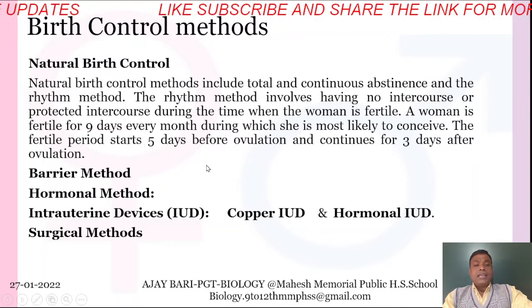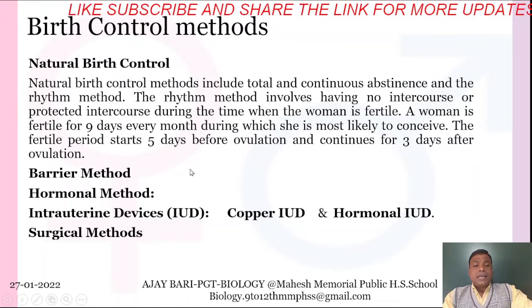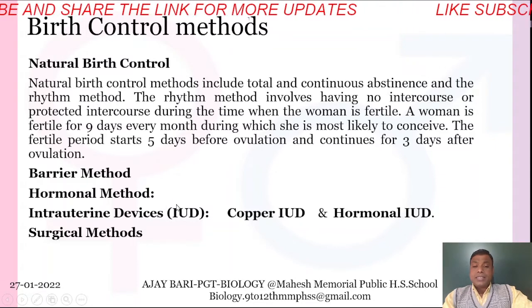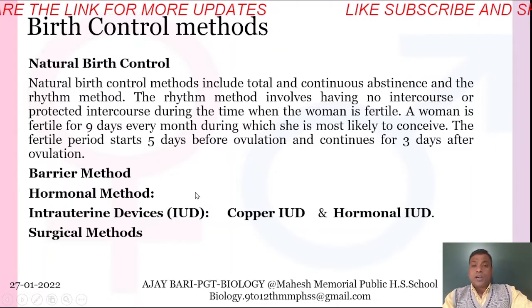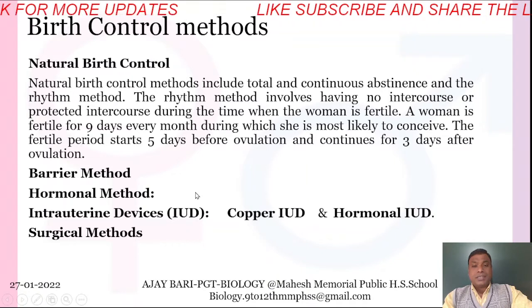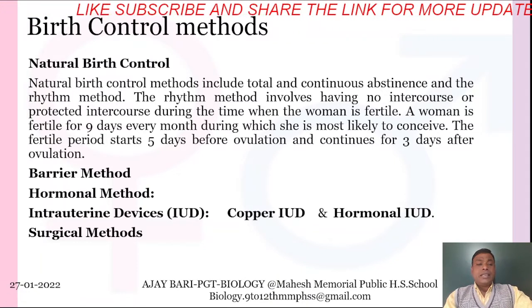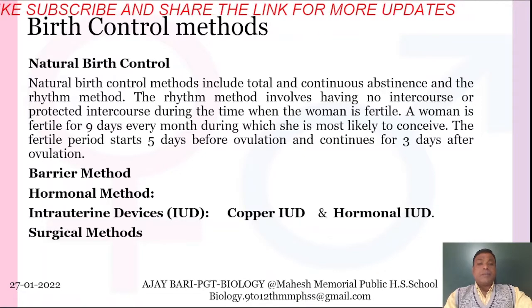Now the second, barrier methods. Hormonal methods, intrauterine devices and surgical methods are also used to prevent birth. Now one by one we will take the details. Firstly, the second method is the barrier method.